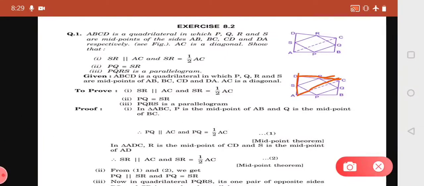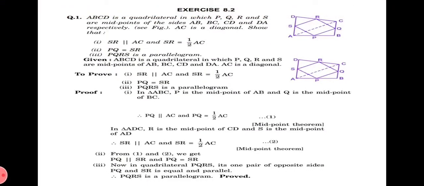It is given S is the midpoint of AD and R is the midpoint of DC. Therefore, we get SR parallel to AC and SR equal to half AC by the midpoint theorem. Let it be number 2. So the first proof we have done: SR is parallel to AC and SR equal to half AC. Now, the second proof we have to do: PQ equal to SR.